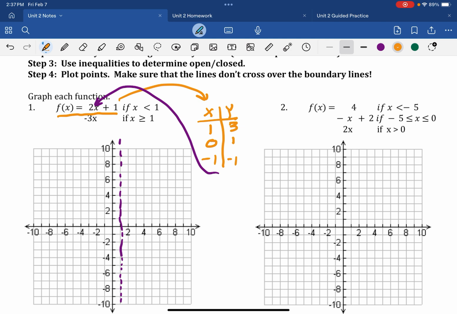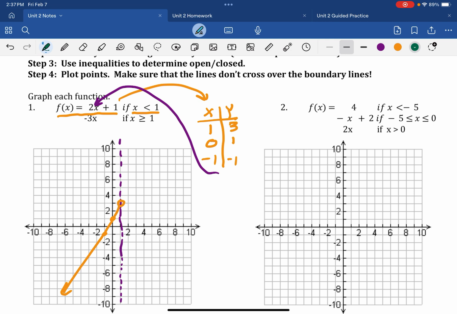Now the one stipulation is that on the boundary line, it has the less than symbol. So with that less than symbol, for when it's on that boundary line, I have to make an open circle because it cannot equal it, but it can be really, really close to it. Then I plot the other 2 points, and I can draw my line with arrows going down and to the left, because that's going to be my graph to the left of that boundary line.